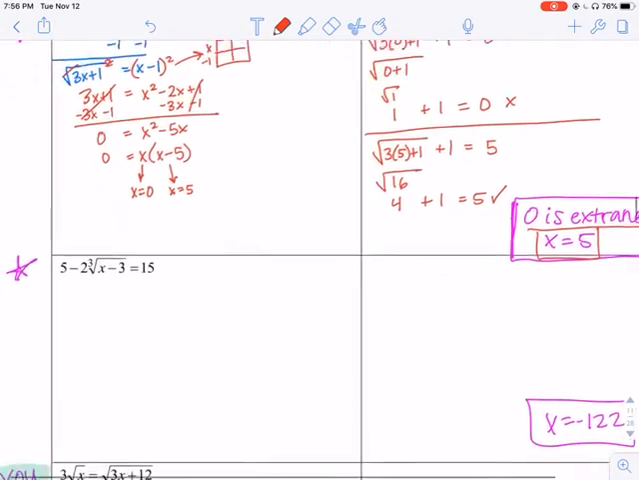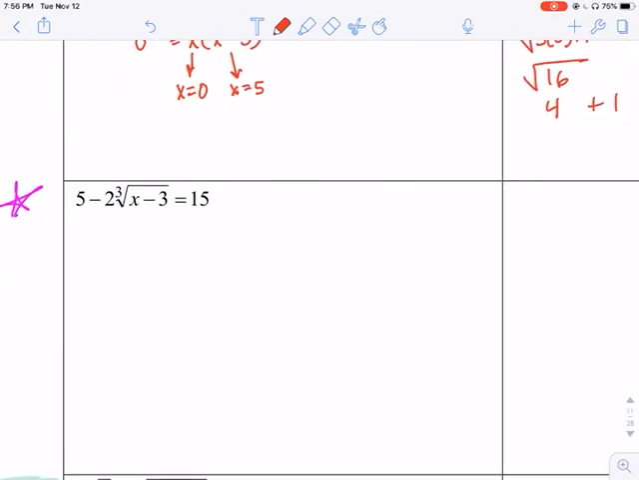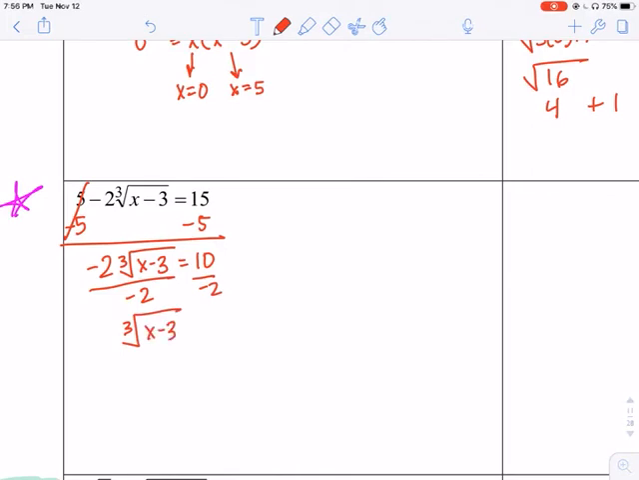And then finally, we have one more different kind of problem, which is different because it has a cube root. So I'm going to go ahead and get rid of the things on the outside. So get rid of the 5 to start. Negative 2 cube root x minus 3 equals 10. Dividing by negative 2, I get the cube root of x minus 3 is equal to negative 5.